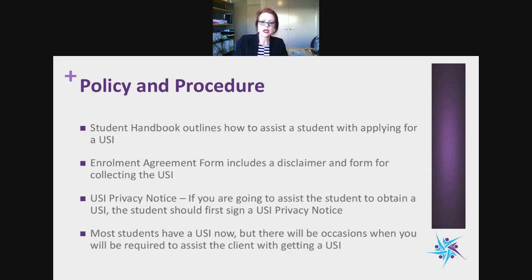If you're going to assist the student to obtain the USI, you need to give them a USI privacy notice. You can apply for USI on behalf of the student, and particularly if they're students that have never had a qualification before and never gone through the process for USI, you can do that on the student's behalf. Most students have a USI now, but there will be occasions where you will still get students who do not hold a USI number.